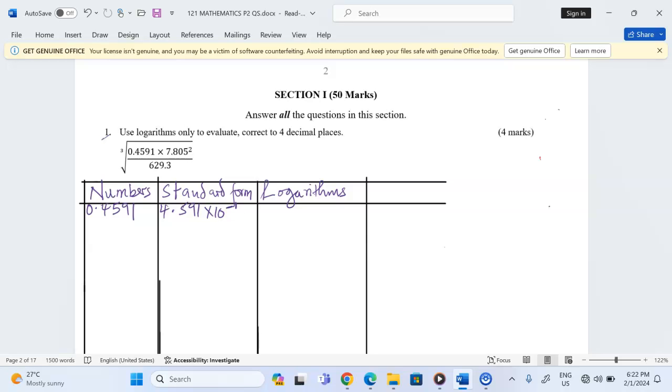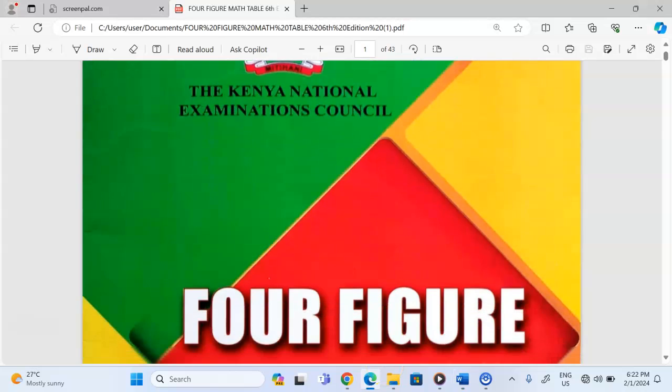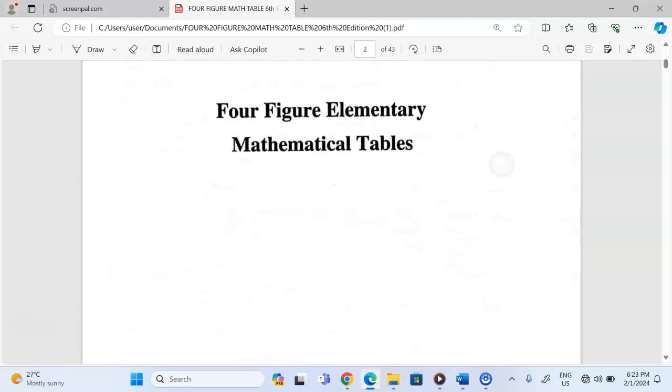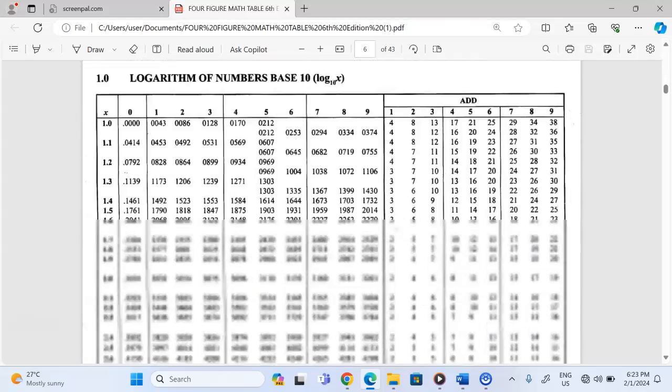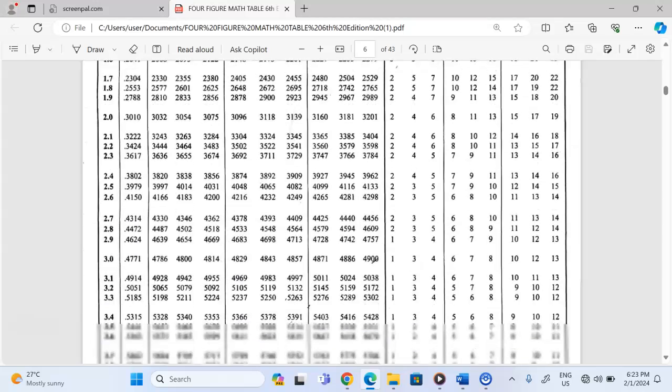When the power is negative, for us to determine logarithms, we begin with the power. If the power is negative, we will have bar 1, so the characteristic part will be bar 1. Then we read the logarithm of 4.591 in the maths table, which gives logarithms to base 10.